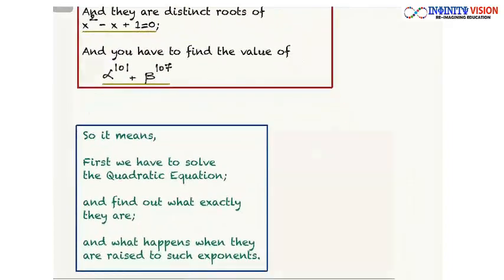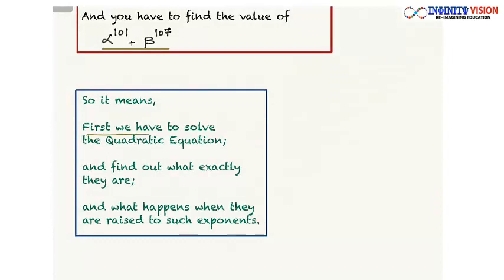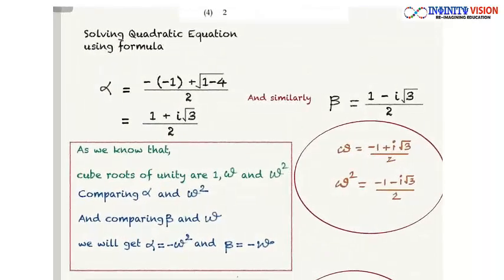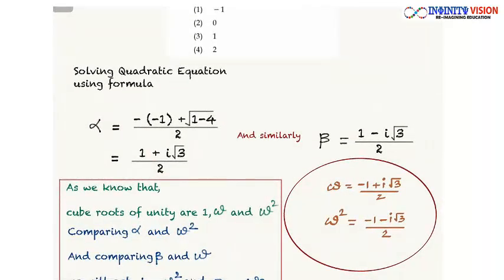So organizing it, what does it mean? It means first we have to solve the quadratic equation, then second we have to find exactly what they are, and then third what happens when they are raised to such exponents. Now solving it, we'll first solve the quadratic equation using the formula. We'll get alpha as 1 plus iota root 3 by 2 and beta as 1 minus iota root 3 by 2.